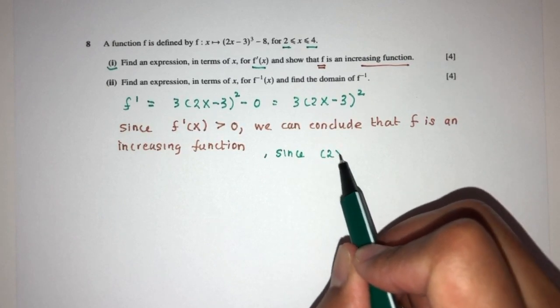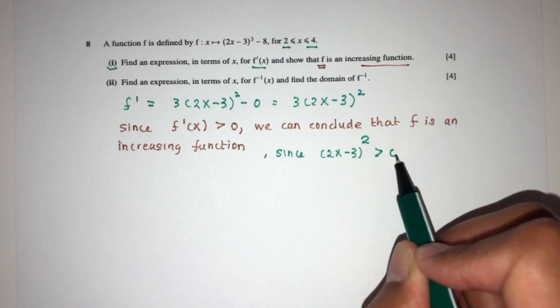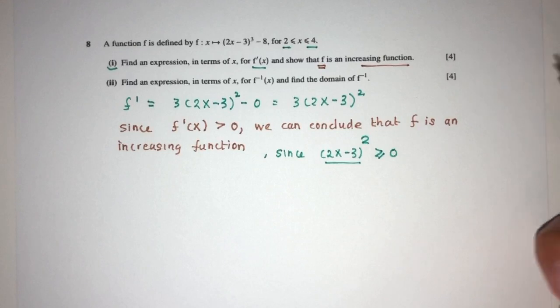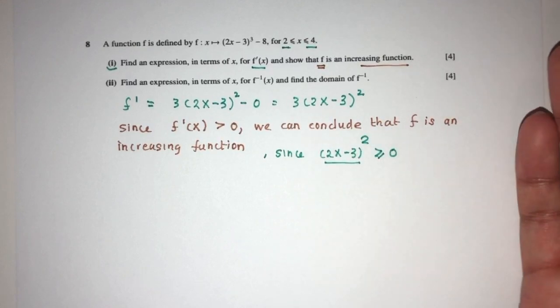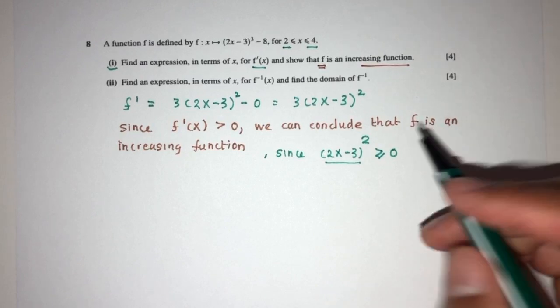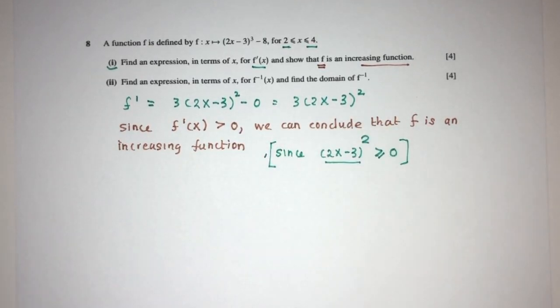we know that this square is always going to be more than 0. We understand that it will always be a positive value. It will never be negative, right? That's the main idea behind this. That's why it will be an increasing function.